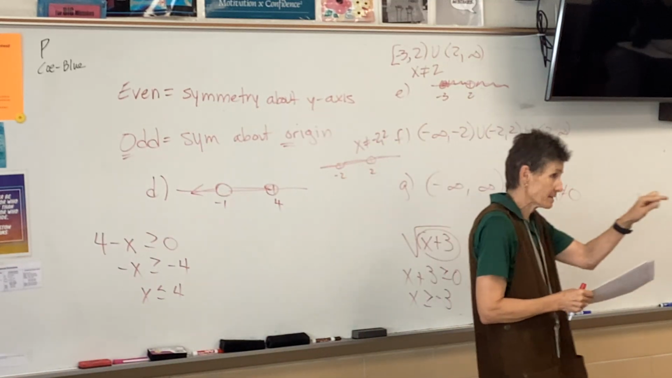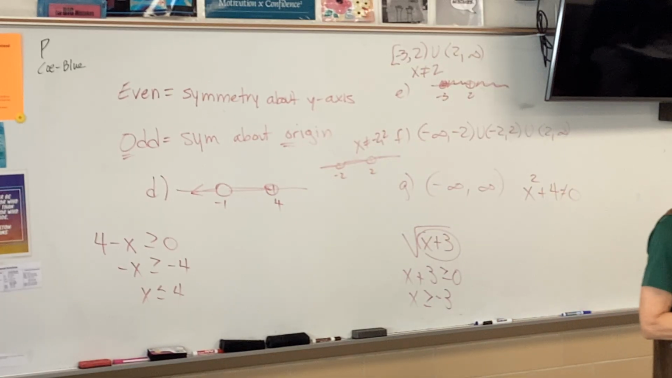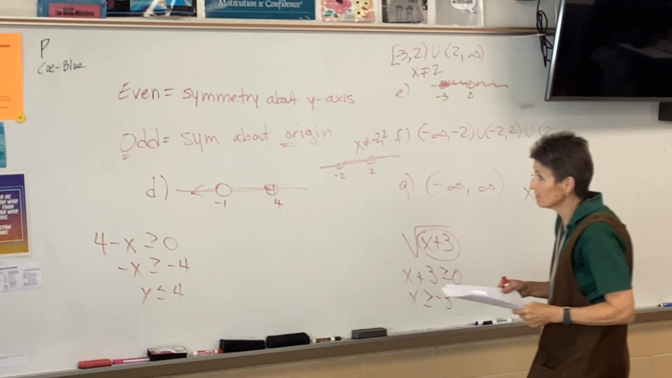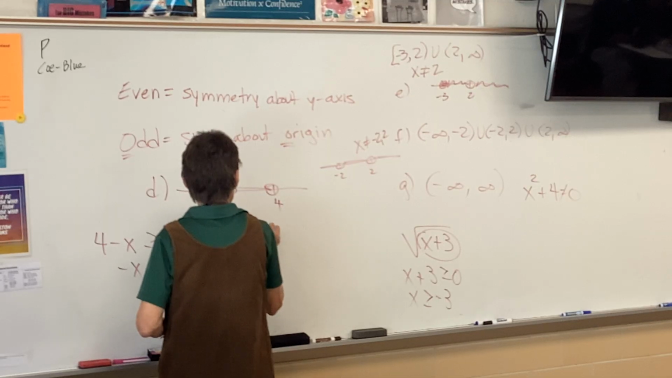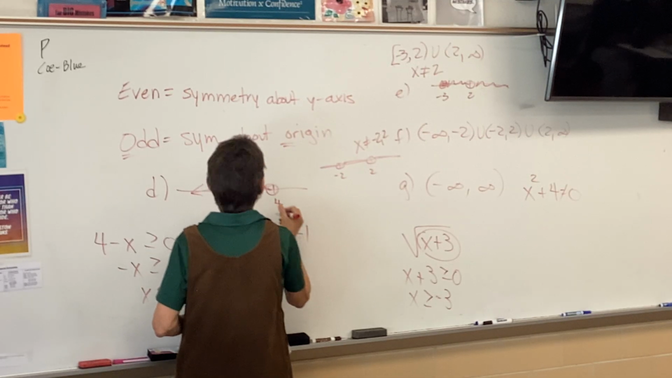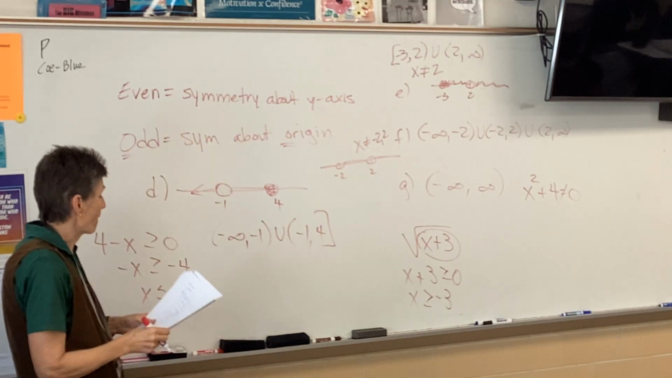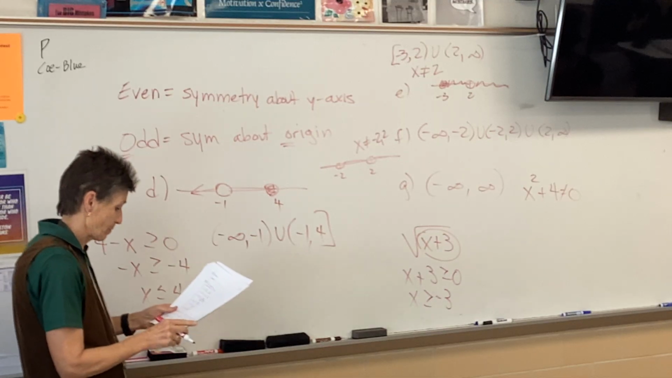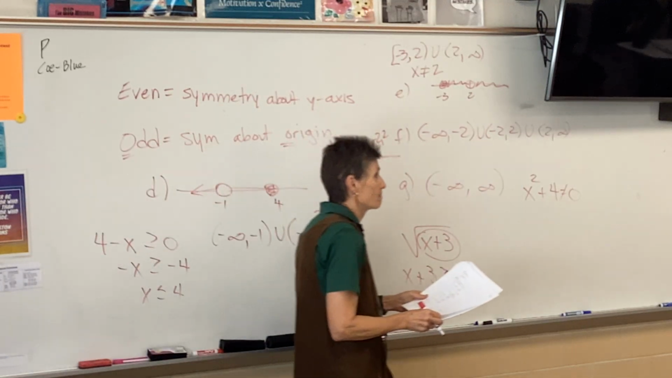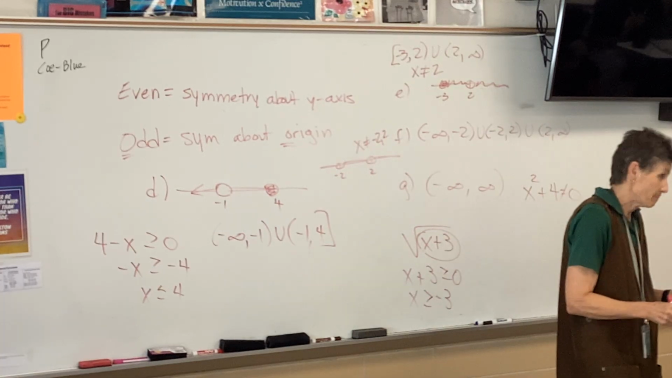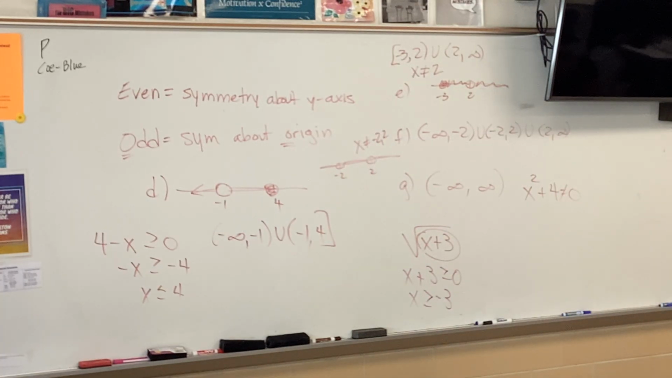There is another piece to the denominator, x squared plus 1. But remember, can x squared plus 1 be 0? No, because you're going to square and add 1. So that one I don't even need to worry about. So for that problem D, I'm negative infinity to negative 1, and negative 1 to 4. And 4 is included. There's a lot. That's why we're seniors, we're big kids now.